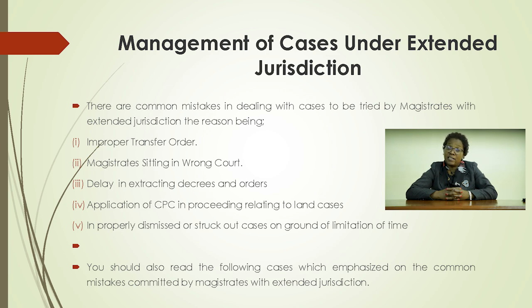Common mistakes related to extended jurisdiction. There are common mistakes in dealing with the cases that are supposed to be tried by magistrates with the extended jurisdiction, and the main reasons are improper transfer orders, magistrates sitting in wrong courts, delays in extracting decrees and orders, application of CPC in proceedings relating to land cases, and improperly dismissing or striking out cases on the ground of limitation of time.